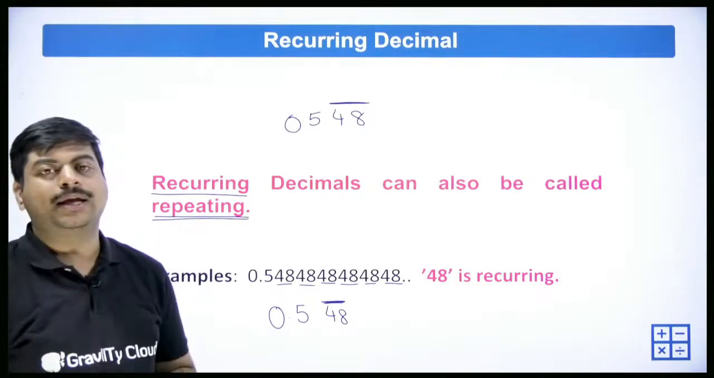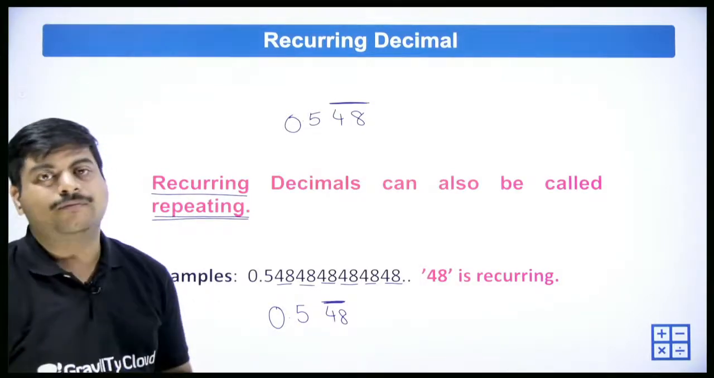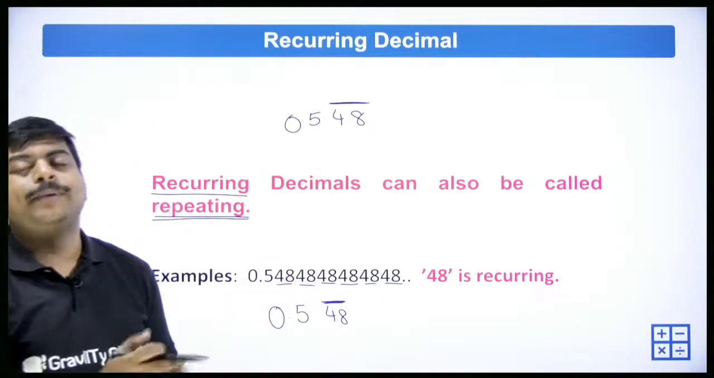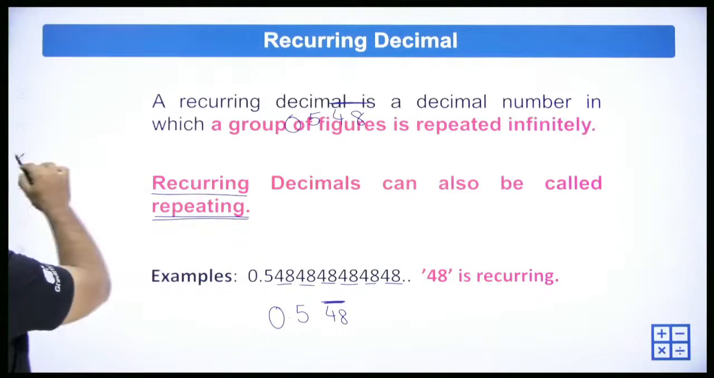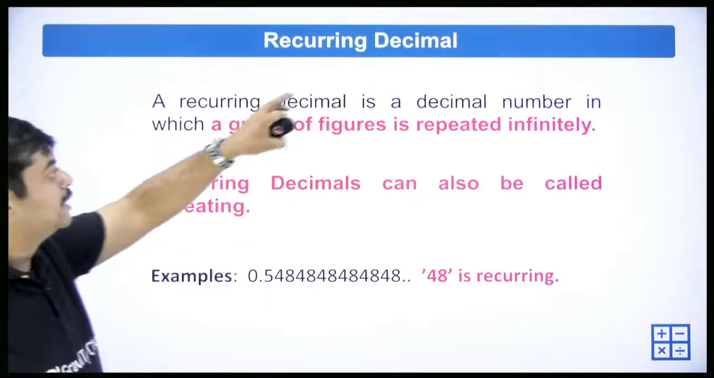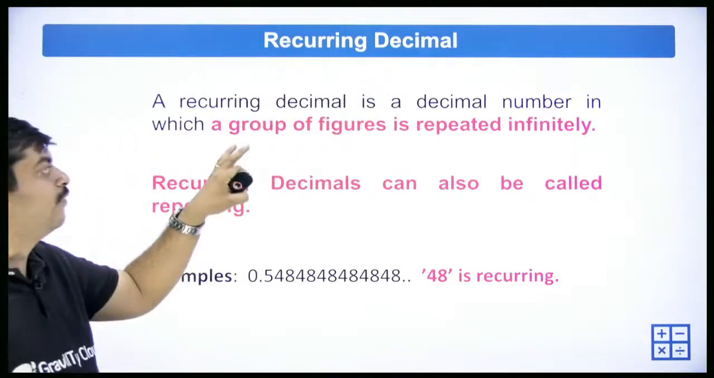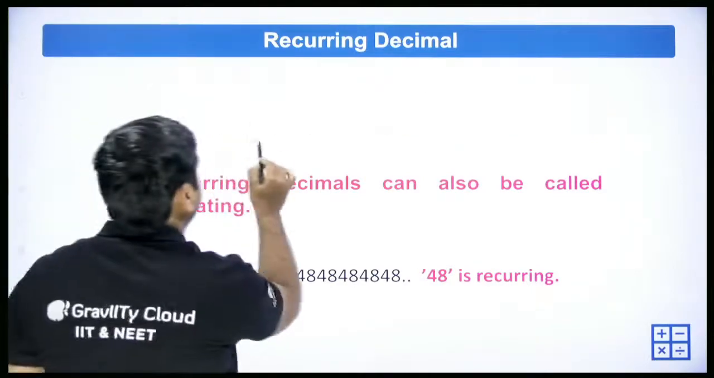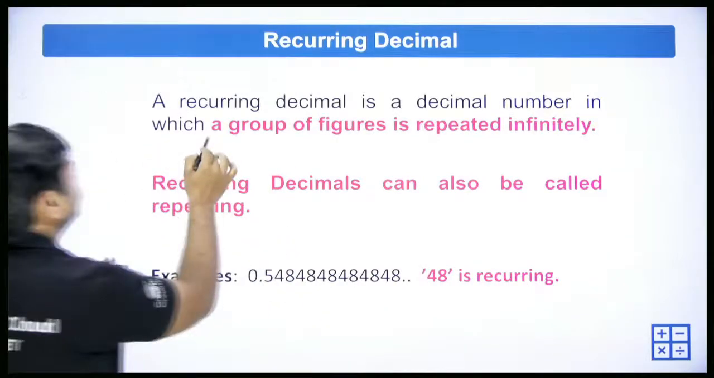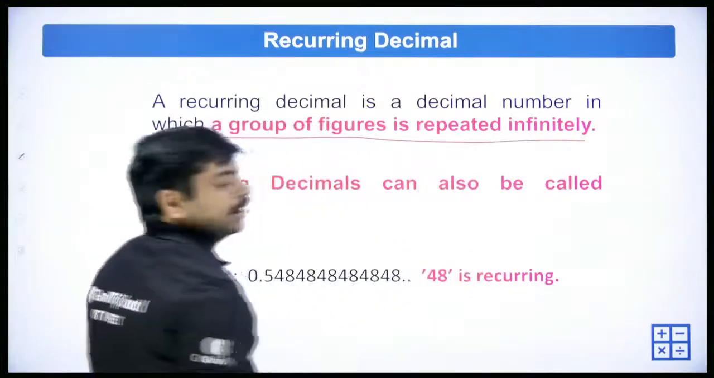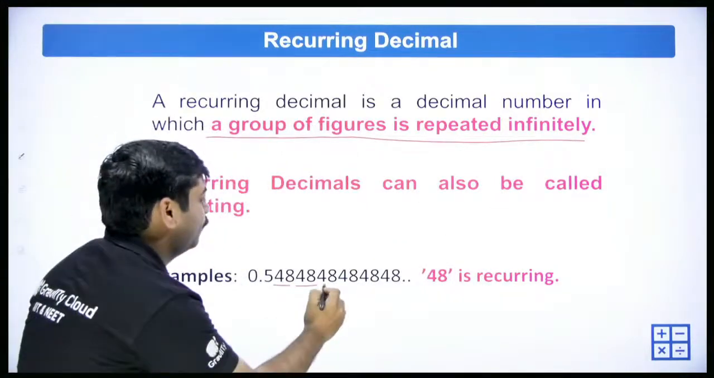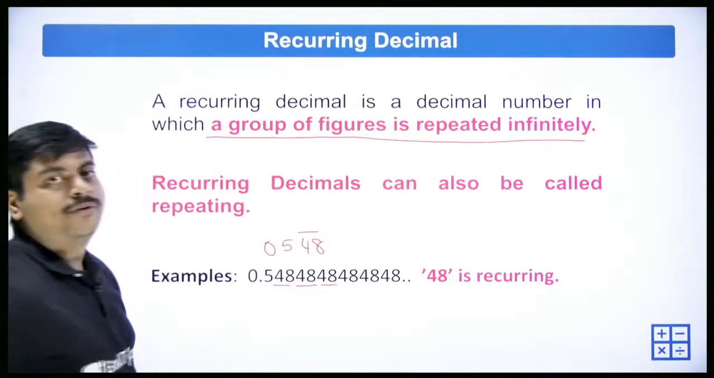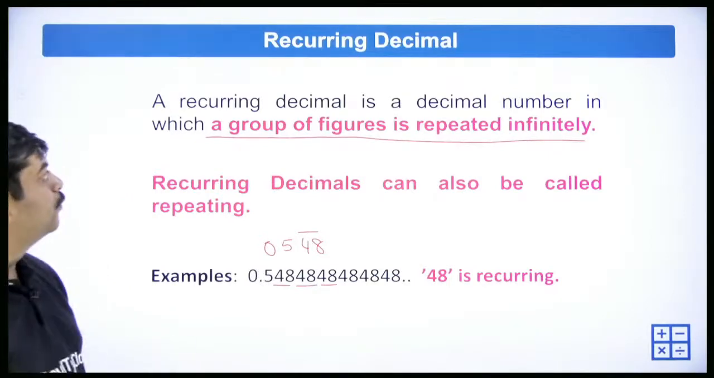By this time you might know what a non-repeating decimal is, which does not have any fixed repeating pattern. So what do we have here? A recurring decimal is a decimal number in which a group of figures is repeated infinitely. You can see here 48 is being repeated. This is 0.548 bar. Correct? So let's move on to one more.